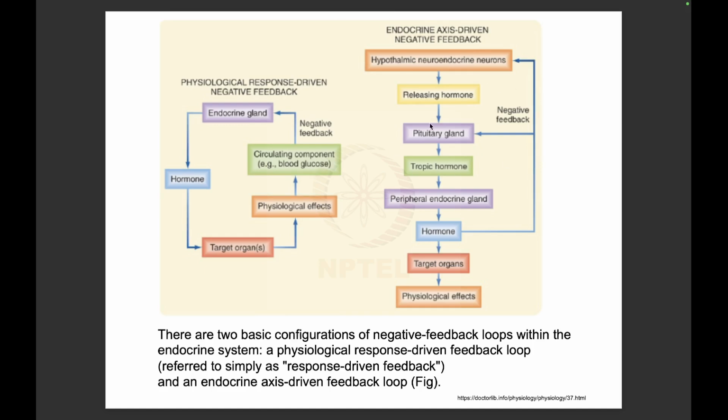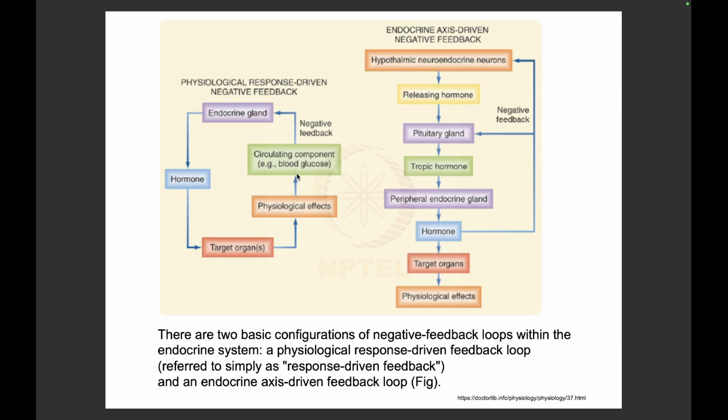There are two basic configurations of negative feedback loops within the endocrine system: a physiological response driven feedback loop, referred to as response driven feedback, and an endocrine axis driven feedback loop. So these are the two feedback loops. First, physiological response driven negative feedback. This is an endocrine gland which is releasing a hormone which works on the target organs and shows the physiological effects. For example, the simple glucagon one.